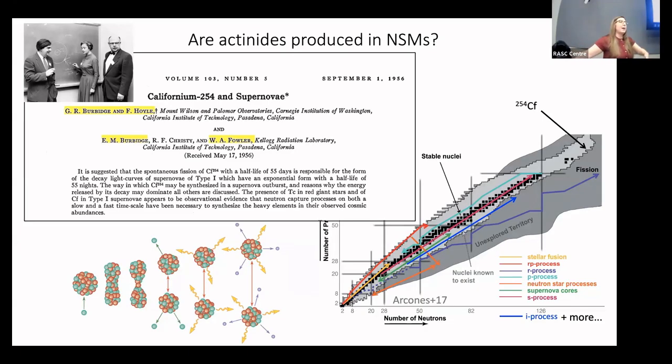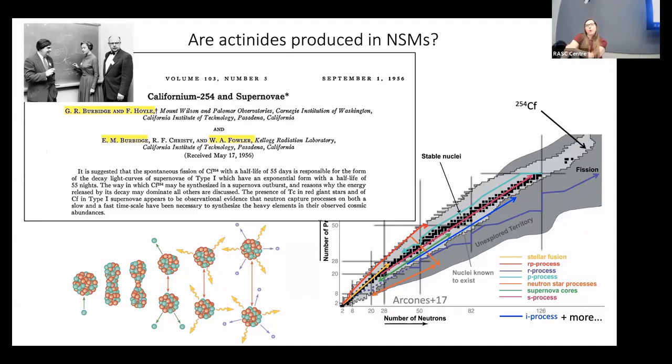But interestingly enough, I keep bringing them up because they're titans of the field. The Burbidges back in the 50s had this idea that a very heavy fissioning nucleus, californium-254, could be produced in supernovae, and then it would modify the light curve. They actually thought that was the reason for the shape of the light curve from a supernova in the past. Nowadays, we know that it's not. It's more like nickel and cobalt, but that's what they were thinking back in the day.